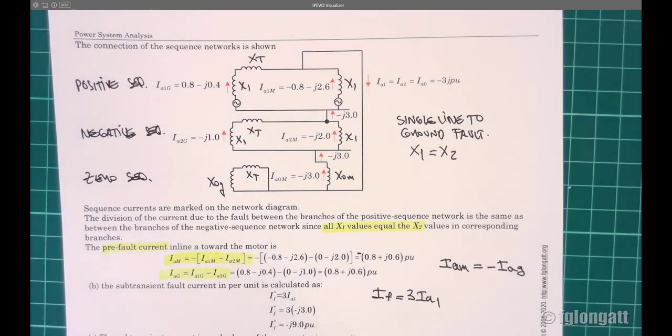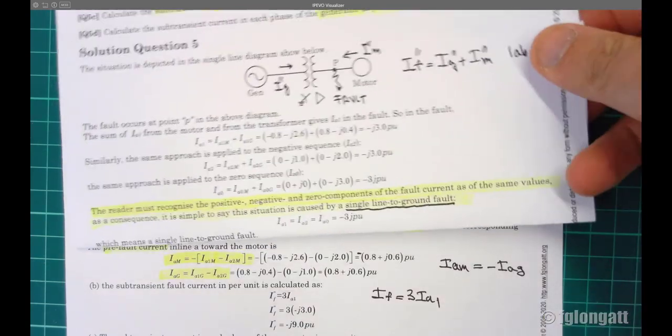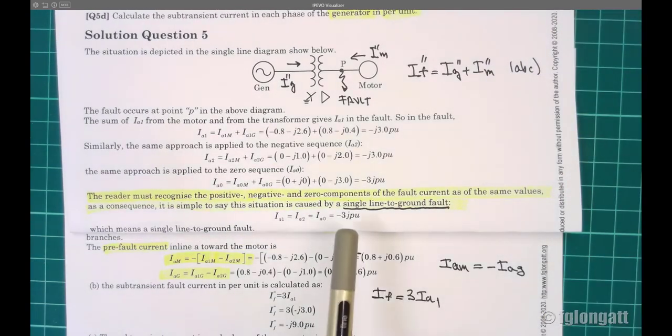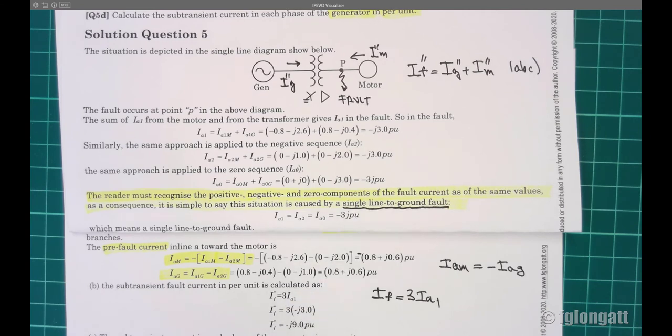And in the previous slides, we calculated that positive sequence current based on the data that was provided to you. You must remember that the positive sequence was equal to 3J per unit, and what we are doing here is multiplying 3 times the positive current, that is equal to 9 per unit, okay? Minus 9J per unit, okay? What is the next step?